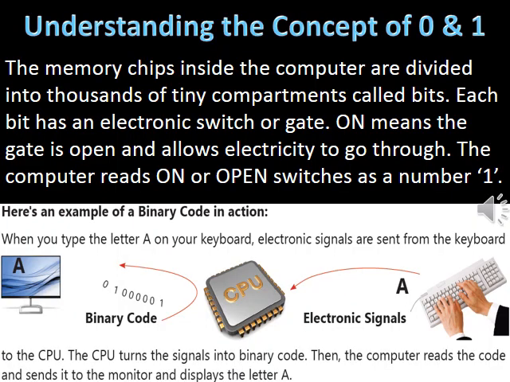The concept of 0 and 1. The memory chips inside the computer are divided into thousands of tiny compartments called bits. Each bit has an electronic switch or gate. Here, on means the gates are open and off means the gates are closed. When the gates are open, they allow the flow of electricity to go through them. The computer reads on or open switches as the number 1.